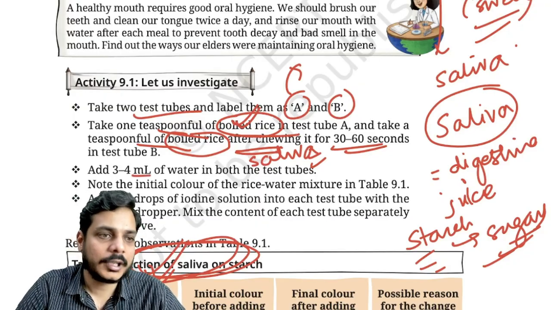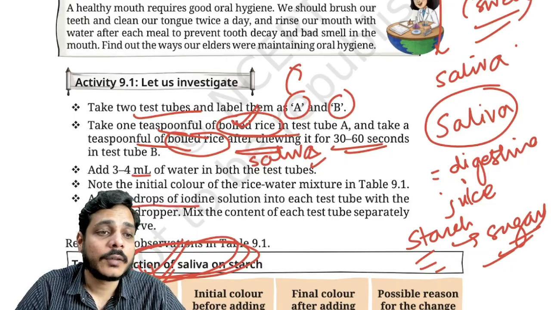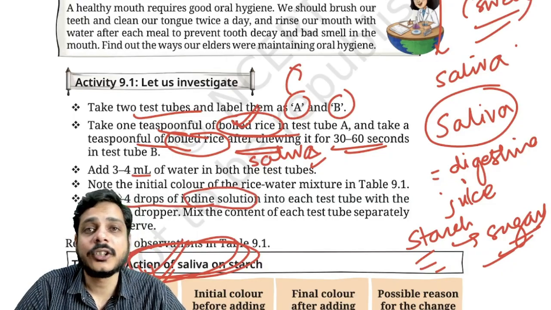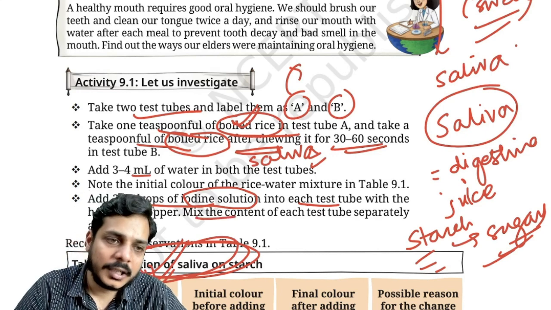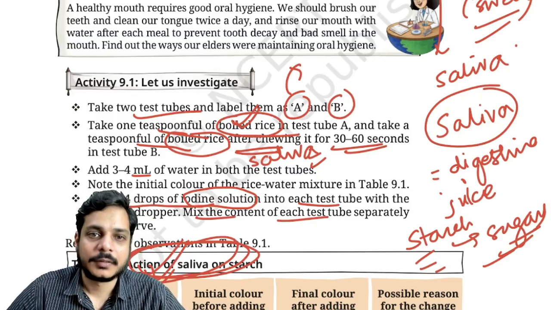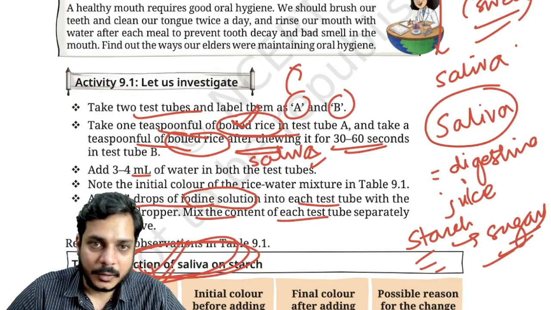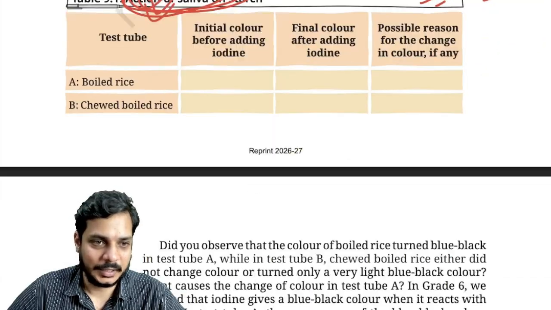Okay, you add water into it, and then finally you add 3 to 4 drops of iodine solution into each test tube, both test tube A and B, and mix the contents of each test tube separately and observe. If iodine is mixed in both of them, then there is a color change. Okay, we will see here.